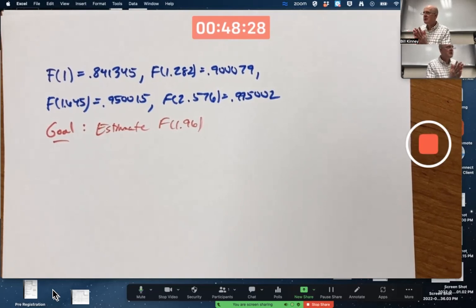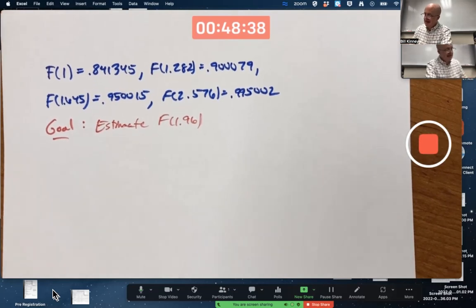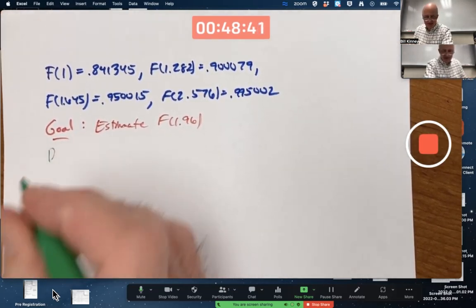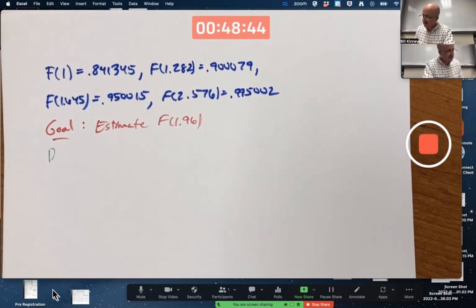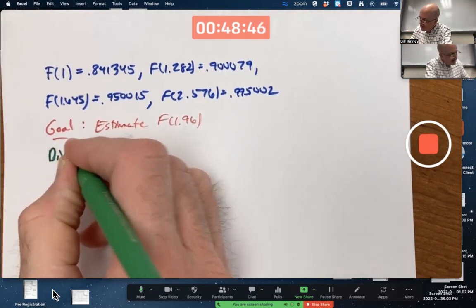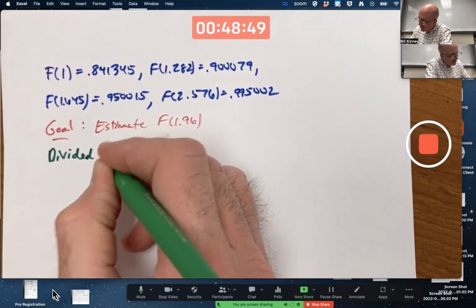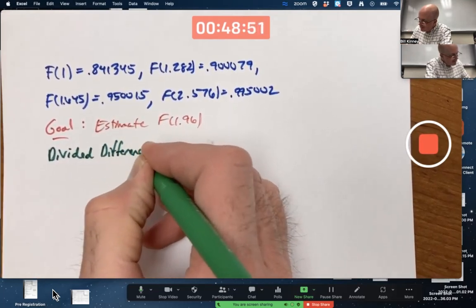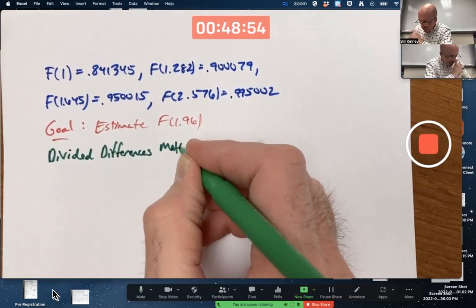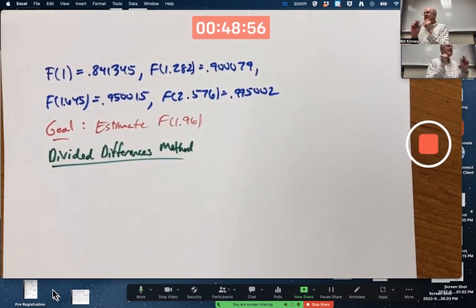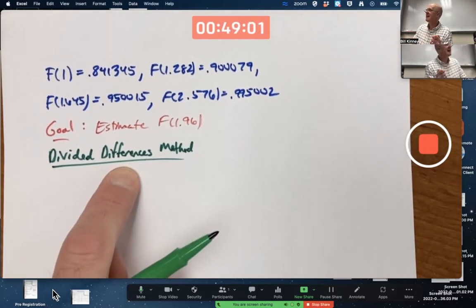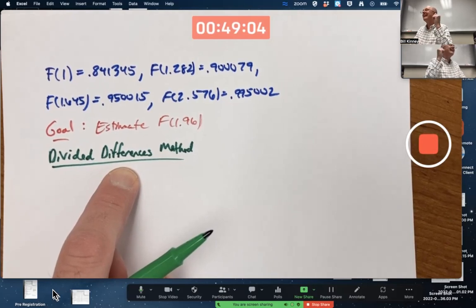Still best to use a spreadsheet for this method. But once again, today, we're doing it by hand. Maybe we'll have time for the spreadsheet, but I'm not sure. It's the divided differences method. Hands are just not working so well today. Divided differences. It's somewhat similar to Neville's method, but definitely different. Pun intended. Bad pun.